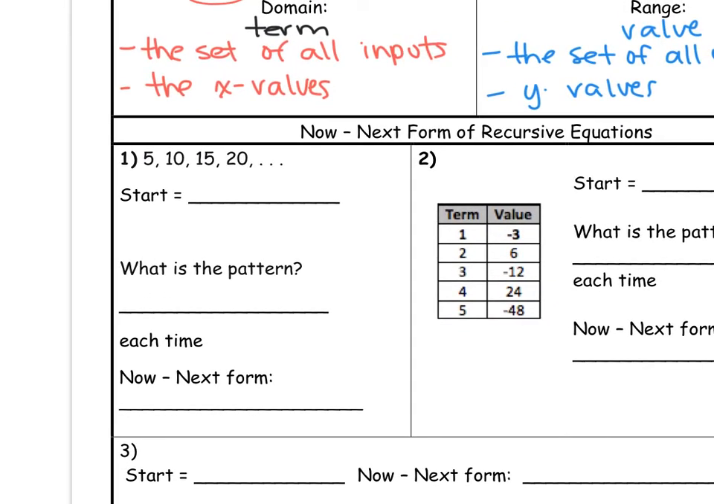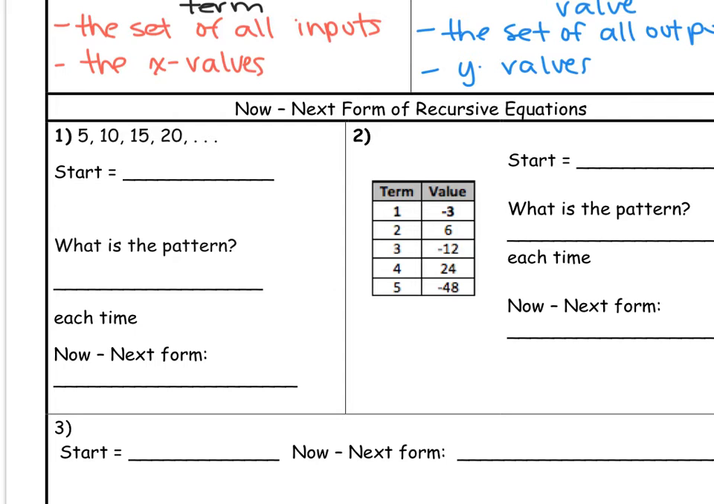Okay, let's take a look at example number 1. Here's our sequence, 5, 10, 15, and 20. Our start is the first term in the sequence, and our first term in this sequence is 5. So we're trying to figure out, how do we get from 5 to 10, from 10 to 15, from 15 to 20. What's the rule, or what's the pattern? And this pattern is to add 5 to the previous term to get to the next term. So that's how we're going to write our now next equation. To get to the next term, we take our current term, which is our now, and we add 5. That's it.